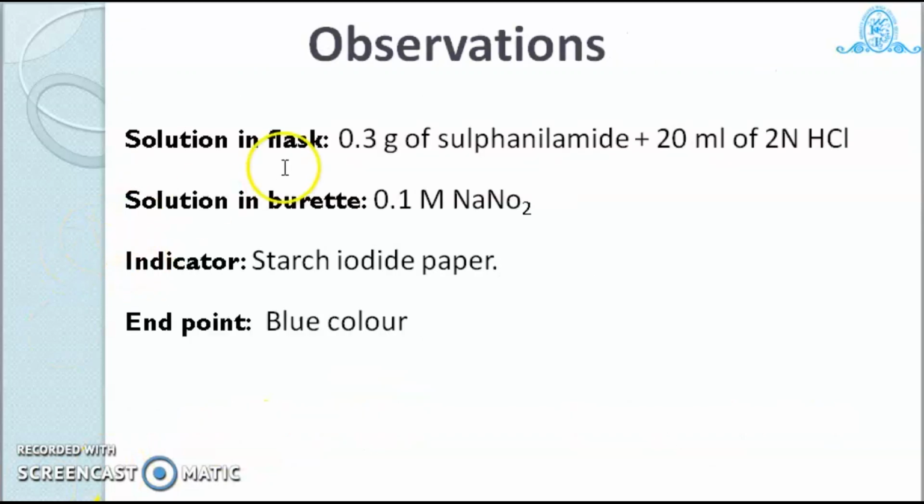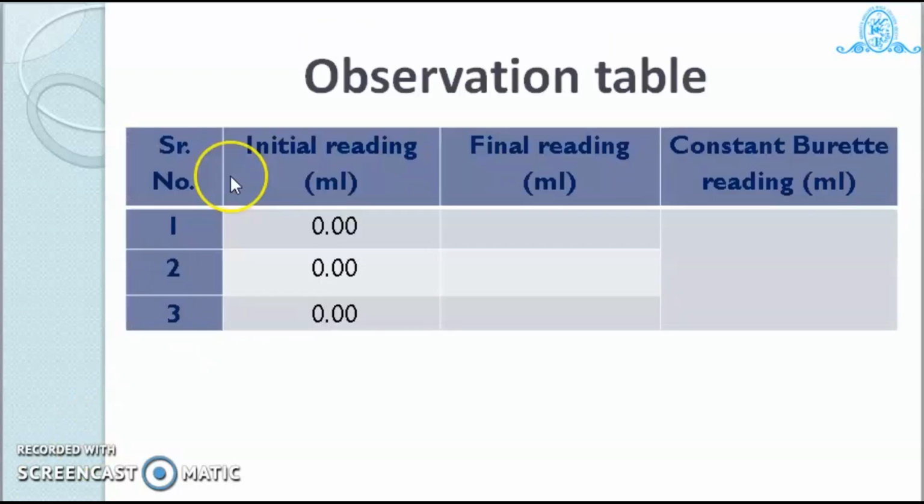The observations are: the solution in the flask is 0.3 gram of sulfanilamide plus 20 ml of 2 normal HCl solution. The solution in the burette is 0.1 molar sodium nitrite solution. The indicator for the practical is starch iodide paper, and the end point is when the starch iodide paper turns blue. Finally, we have to draw an observation table with serial number, initial burette reading, final burette reading, and then calculate the constant burette reading.